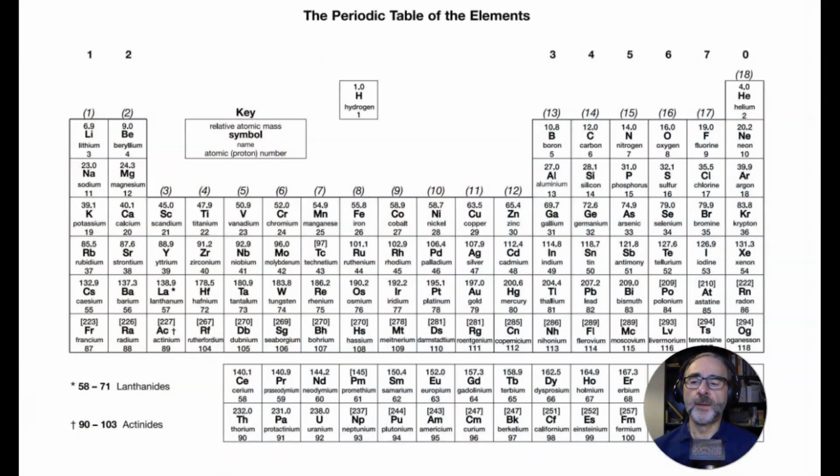Hello, welcome back to the podcast. In this episode, we're going to be talking about the chemistry of Group 2 elements, the Group 2 metals, and we'll be talking about physical trends within that Group 2. So first of all, what do we mean by Group 2?